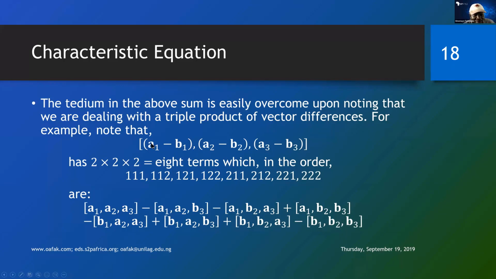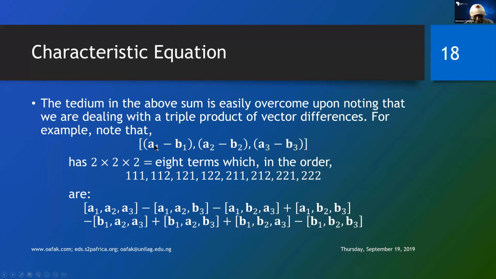What we have is that you take 1, 1, 1 from each bracket. So you have A1, A2, A3. Then you take 2, 2, 2 from each bracket, which would be minus B1, B2, B3. Then you have 1, 1, 2: A1, A2, B3. And that would be a minus, because then you have 1, 2, 1: A1, B2, A3, which would be a minus. And then you have 1, 2, 2: A1, B2, B3, which will be a plus. Then you have now 2, 1, 1, that is minus B1, A2, A3. So you must have all this, and that is the result.